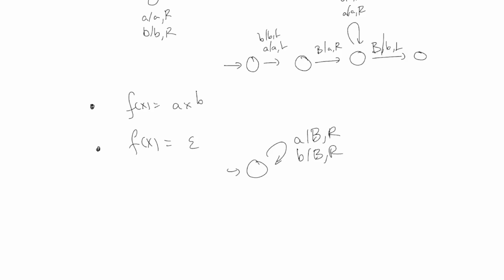And eventually, this will run to the end and then get stuck when you see a blank at the end of the string. Great. So this is the f of x equals epsilon function. All right. We have a couple more minutes. Let's try one more example that's a little more interesting.